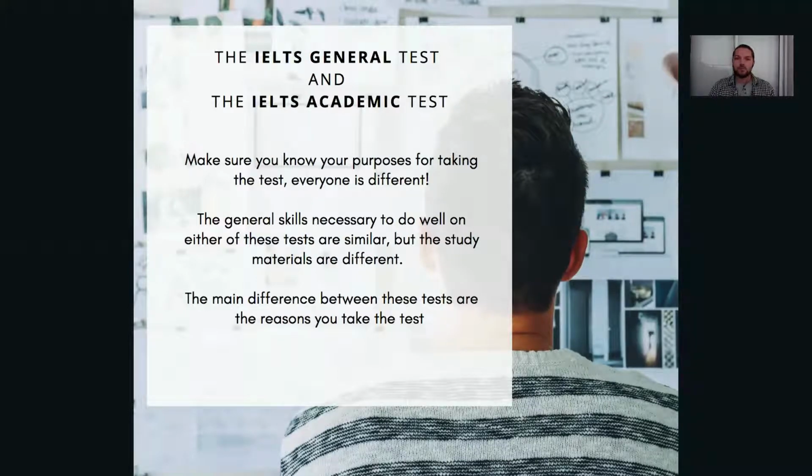The big difference between these two tests is the purpose that you have for taking the test. It's not very different in terms of structure or the information on the test. The big difference is your purpose or your plan. So we all have a different plan for the academic program that we want to go to. We all have a different plan for immigration or maybe something else. The purpose that you take the test is going to be the biggest difference between the general and academic.